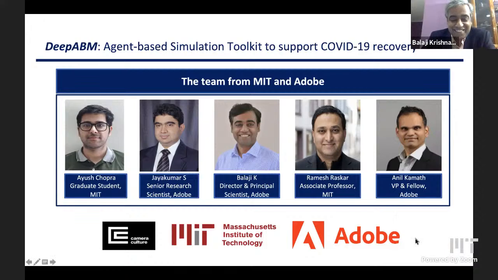Thank you, everyone, for joining our session. I'm very excited to present Deep ABM, which is our tool for simulation to support the scenarios that will lead to our COVID-19 recovery. And this is a joint effort from a bunch of people from Adobe and MIT. And again, I'm pretty excited to talk about it. So let's get right down to it. Can we go to the next slide, please?